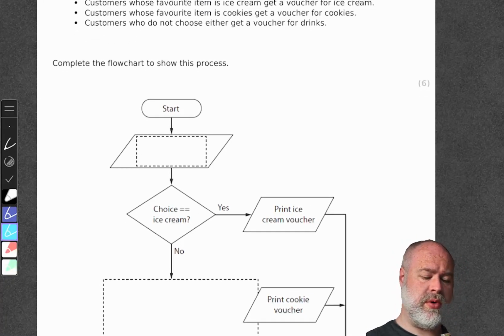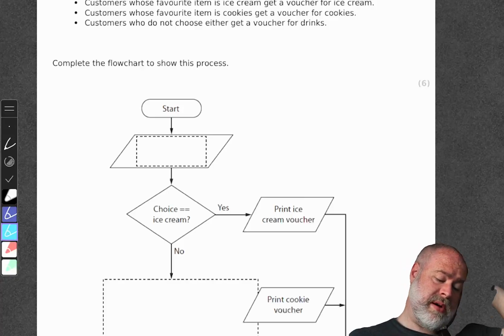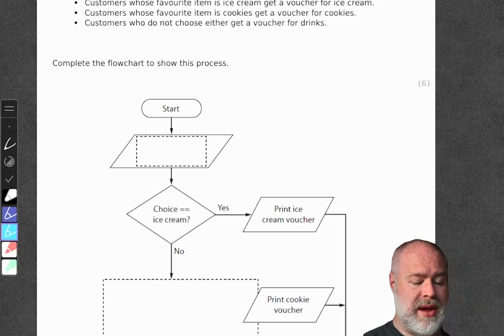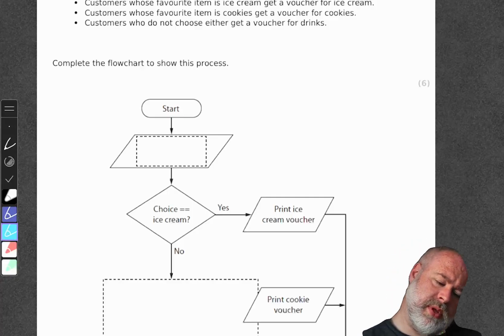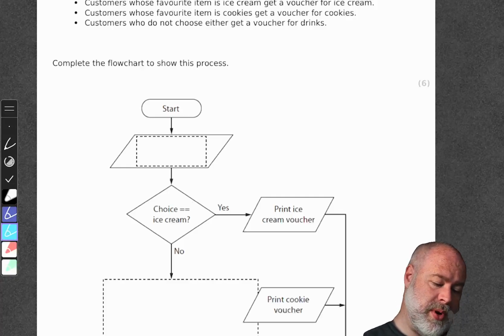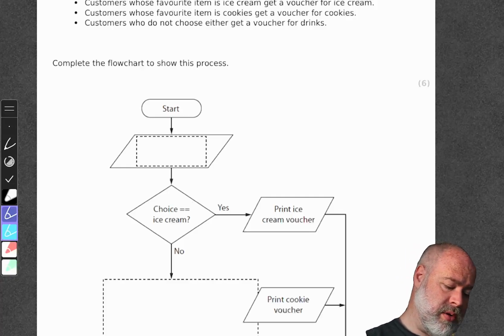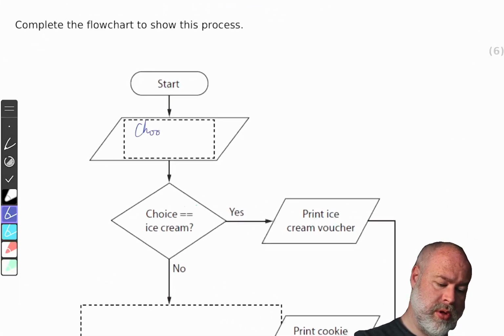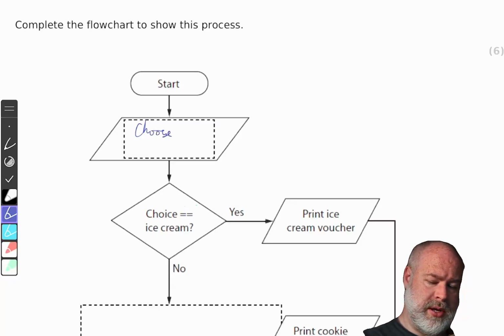So they've started you off on this journey, which is pretty generous of them, I think. And they've also put the parallelogram in there. So this would show us that we need to have input into the system. The clue's here because it says choice equals ice cream. Well, we don't know what the choice is yet. So here, you could just put choose ice cream or cookies.